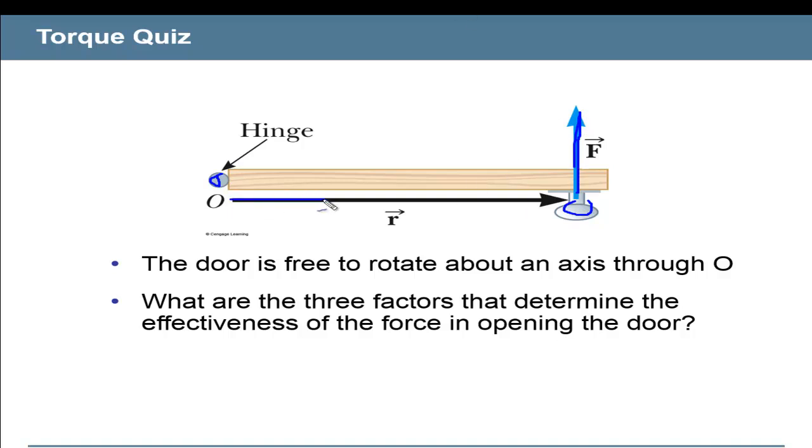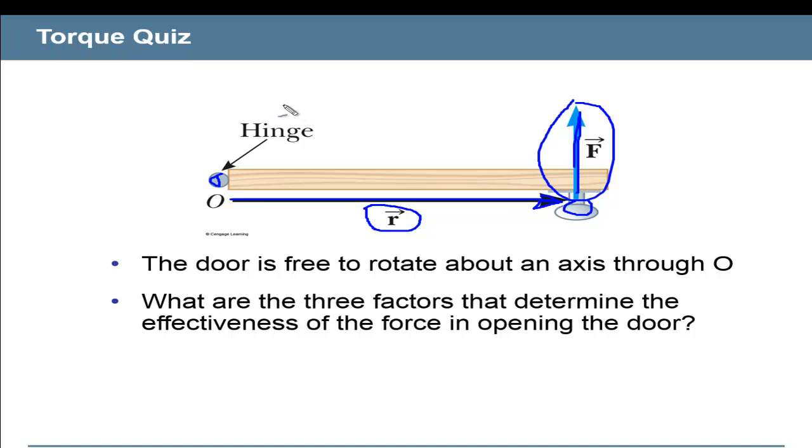It has some distance r here. This is actually our moment arm L, and it can rotate about this axis through O. And what are the three factors that would determine the effectiveness of the force in opening the door? Hopefully, two of them at least are very obvious. One being the magnitude of the force. The other one being the moment arm, right? That comes from the definition of the torque.